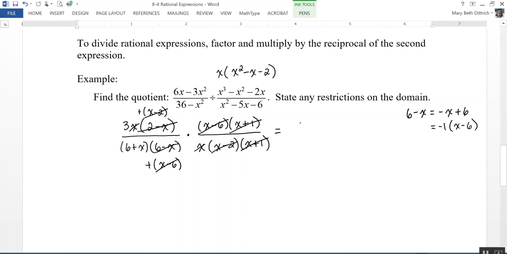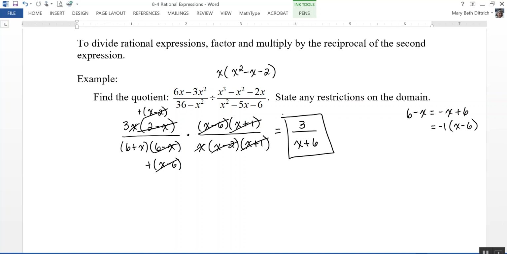We are left with on top a 3, and on the bottom, I'm going to flip that around, x plus 6. Remember, you can do that with addition. So there is the result of my division. And now let's take a look at what our restrictions on the domain are going to be.